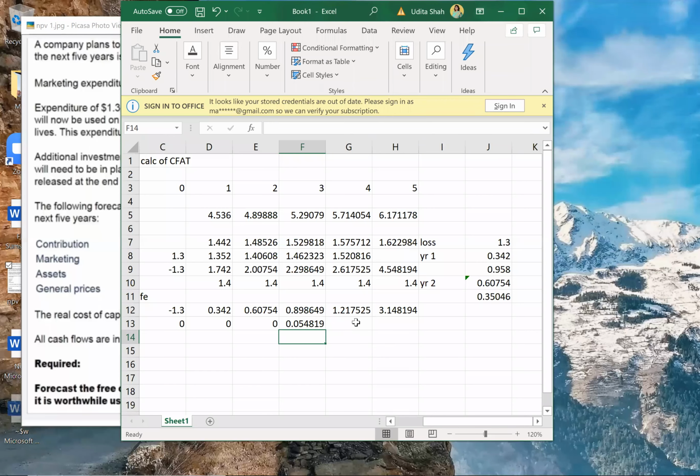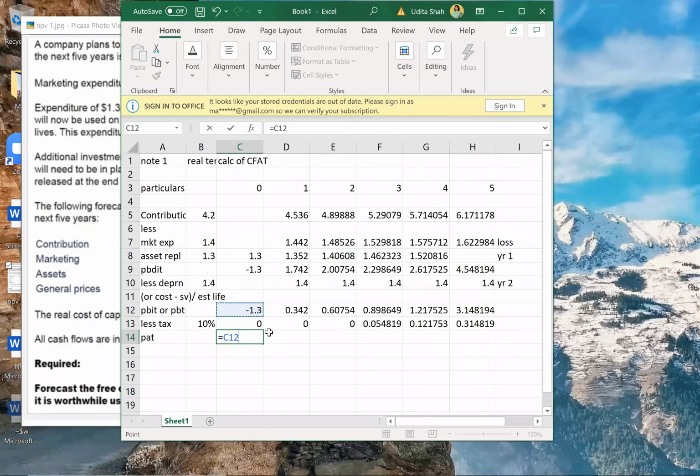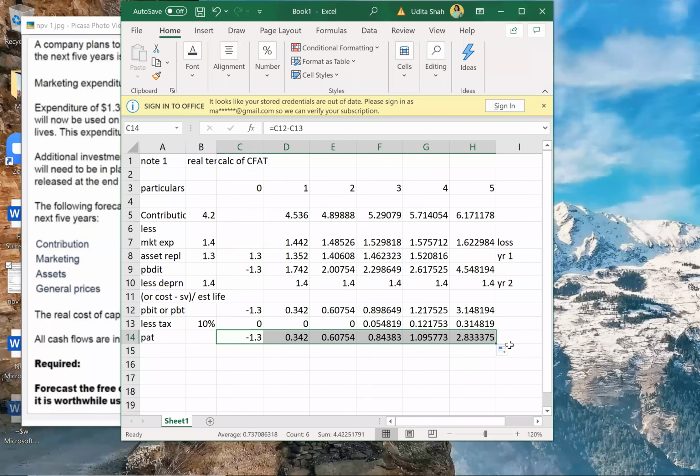Year 4, no loss, so directly I can do this thing into 10%. And year 5 also no loss, so this thing into 10%. So that is my tax. Then I'll get my PAT. PAT will be this amount minus this amount. So that is my PAT. After PAT, we'll add back depreciation.